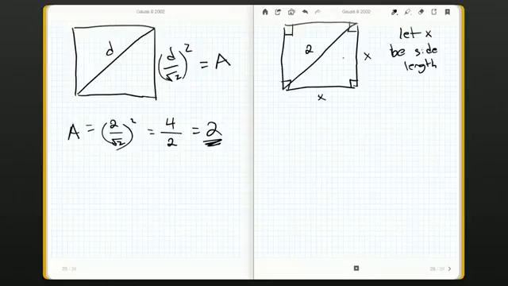Alright. Now I want the area. Now, if I knew what x was, area is just x squared. x times x, just like a rectangle. Multiply the length by the width, but in this case the length and the width are the same number. They're x. So if I knew what x was, I'd be all set.